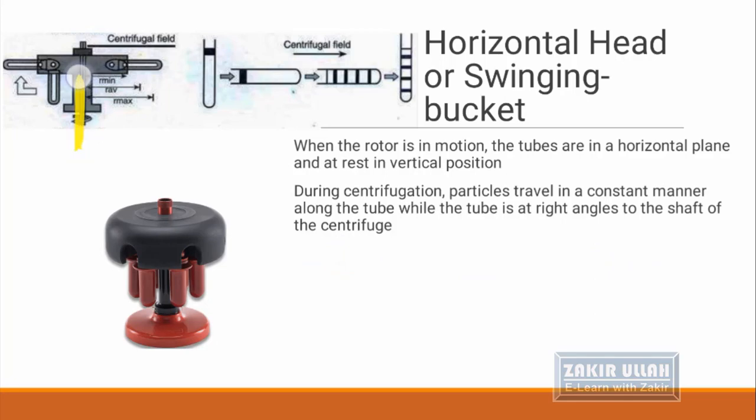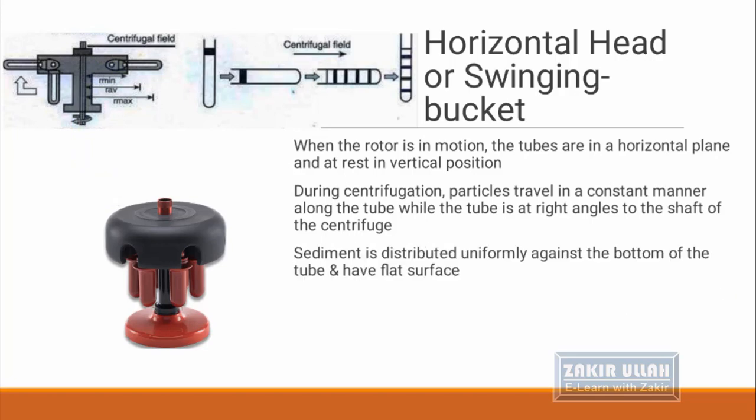This is the shaft of the centrifuge and this is the tube which is in motion, so it is at right angle during the centrifugation. The sediment which is formed is distributed evenly and uniformly against the bottom of the tube, and the precipitate or the pellet has a flat surface.